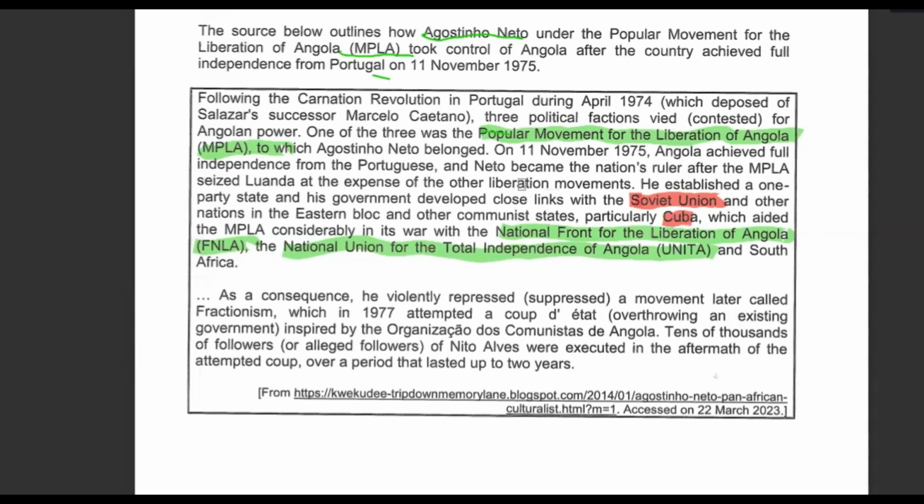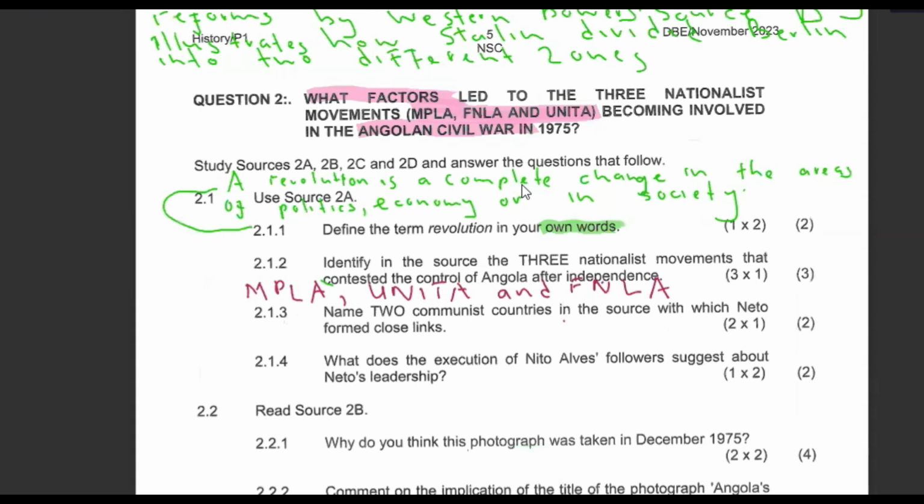So our two answers, we get them from the source, then we transfer them to our question paper. Name two communist countries which Neto had close links with. So the first one is the Soviet Union. Then the second one is actually Cuba. So those are the two countries which were related to the MPLA under the leadership of Agostinho Neto.